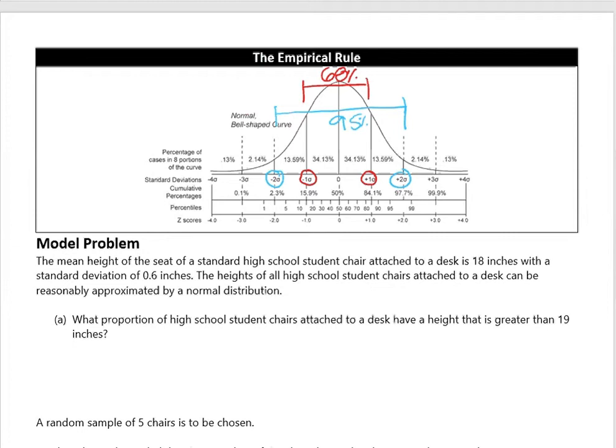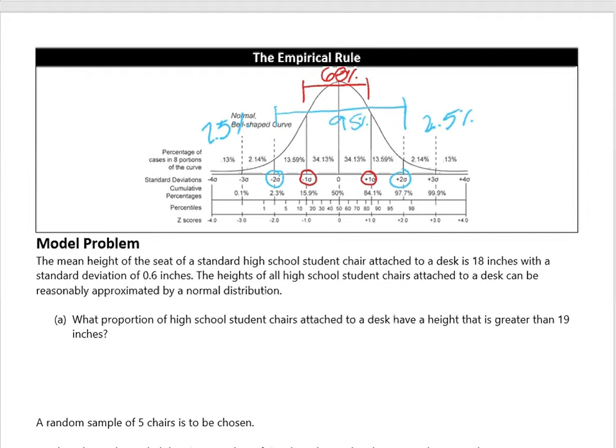Now, if we have 95% of data in the middle, that means the data left on the outsides is 2.5% and 2.5%. And this will be important when we're doing confidence intervals later in the course, as you well know.